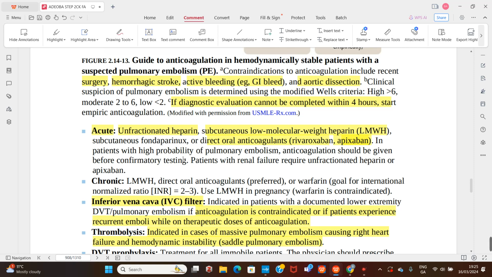So in patients with high probability for pulmonary embolism, you have to give your anticoagulation before confirmatory testing. We have said this. And what's the value for our higher probability? Anybody wants to remind us?